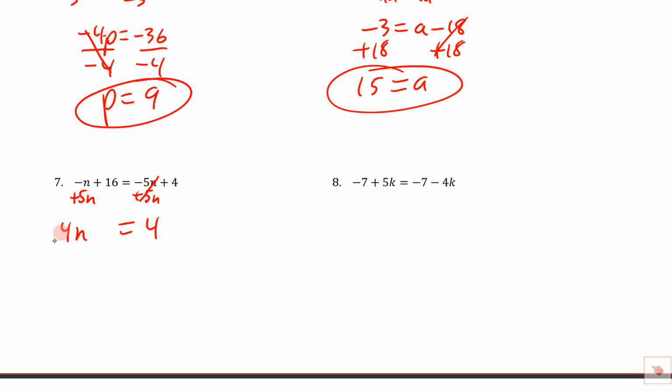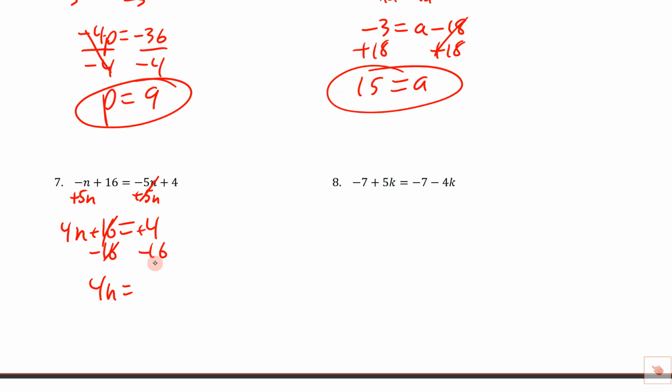And notice that we've got a positive coefficient. We like it when we've got positive coefficients because we tend to make fewer mistakes. In fact, in this problem, everything is positive right now, so we'll make fewer mistakes here. So we're going to get rid of the 16 by subtracting 16. We're left with a 4n over here.